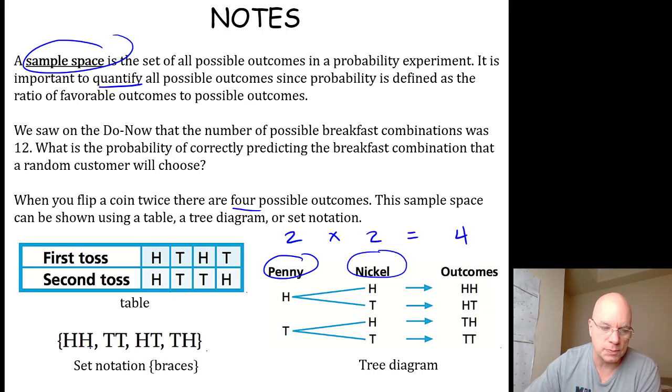Sometimes the sample space is shown as a set of all possible outcomes, using set notation, which we've used before, braces, to show a set of elements.